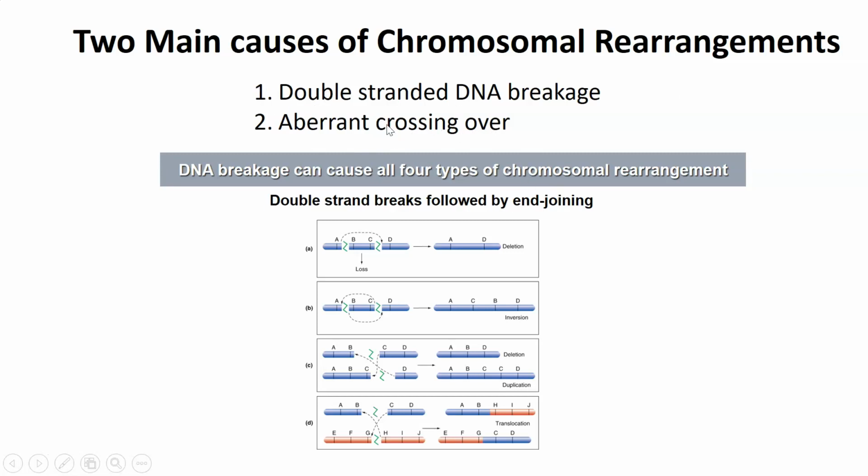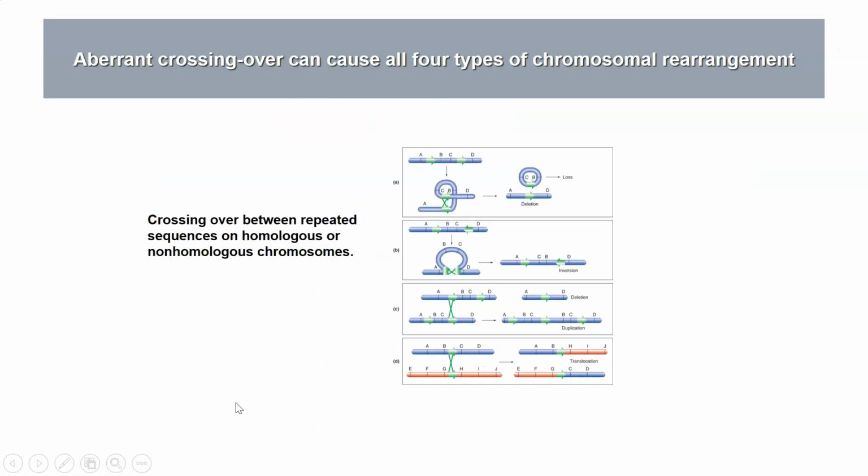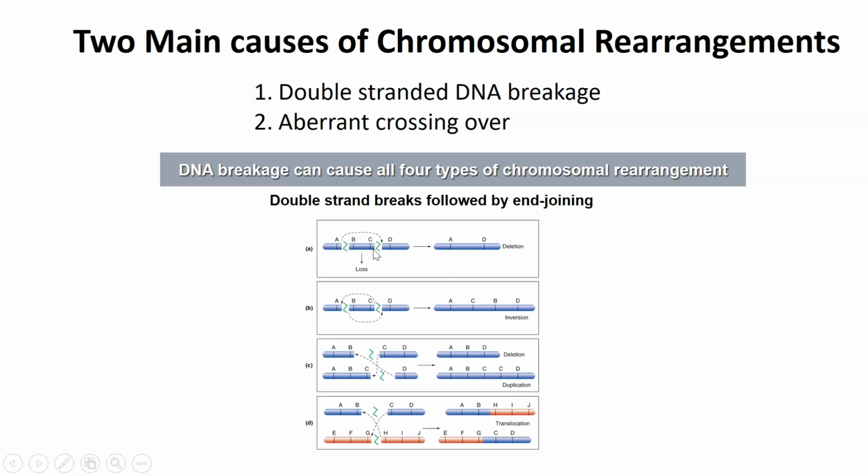To illustrate the first, double-stranded DNA breakage, if, let's say, a cell is exposed to high levels of X-rays, it can produce a number of breaks along a chromosome. If you have double-stranded breakage here and loss of this segment, and then the A and D segments get rejoined, that would produce a deletion chromosome. On the other hand, if you have the same breakpoints, however, this segment is retained and it's rejoined in the opposite orientation, you would get ACBD instead of ABCD. That would be an inversion.